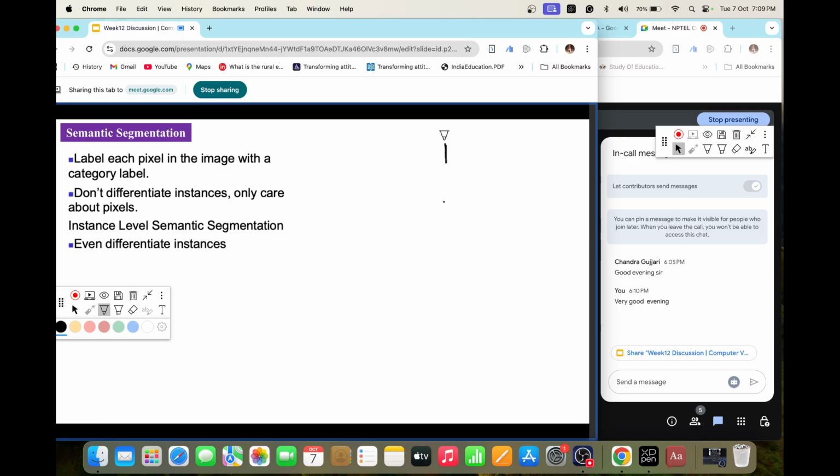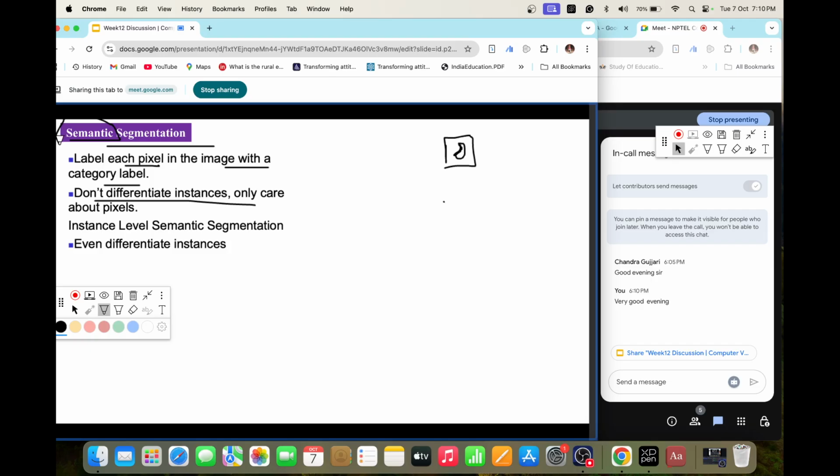For example, in detection, if a banana is there, you cannot get its shape. But in semantic segmentation, or segmentation in general, you can get the shape, because it will generate the bounding box but also give you this segmentation, or pixel-wise detection. So it labels each pixel in the image with a category label.